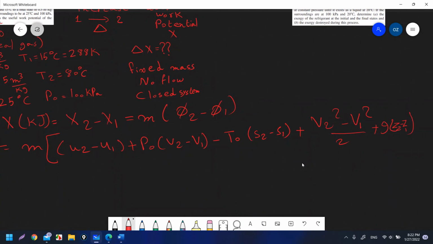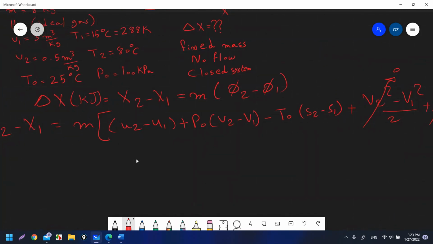Did the question mention anything about velocity, kinetic energy, change in kinetic energy? No. So this term will be equal to 0. No velocity. The system is stationary. You will assume it is stationary because nothing is mentioned. Also, there is no elevation from the ground. There is no height. Also, there is no potential energy. This also will be equal to 0. Then you will close the large bracket. You have the mass. It is given in the question.